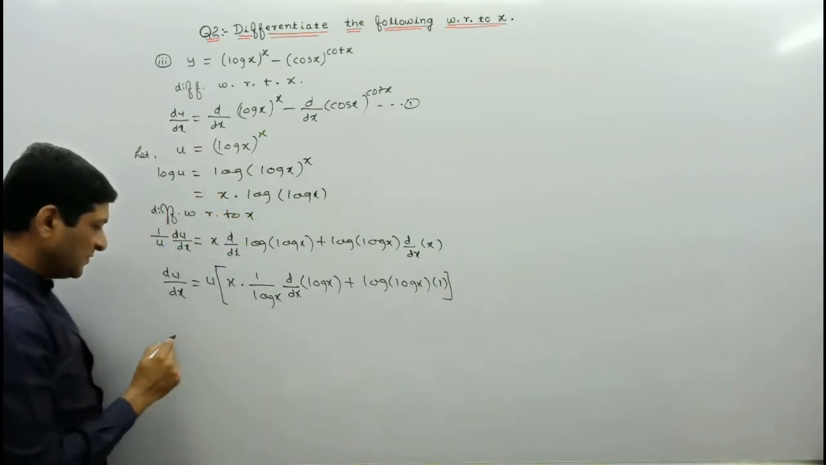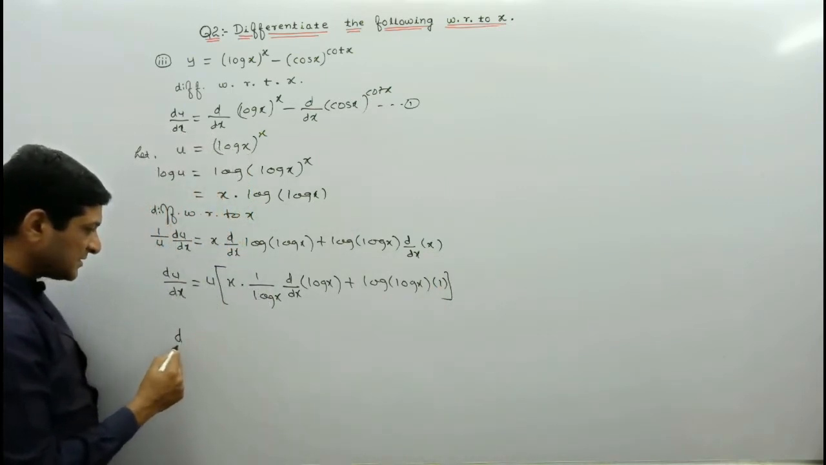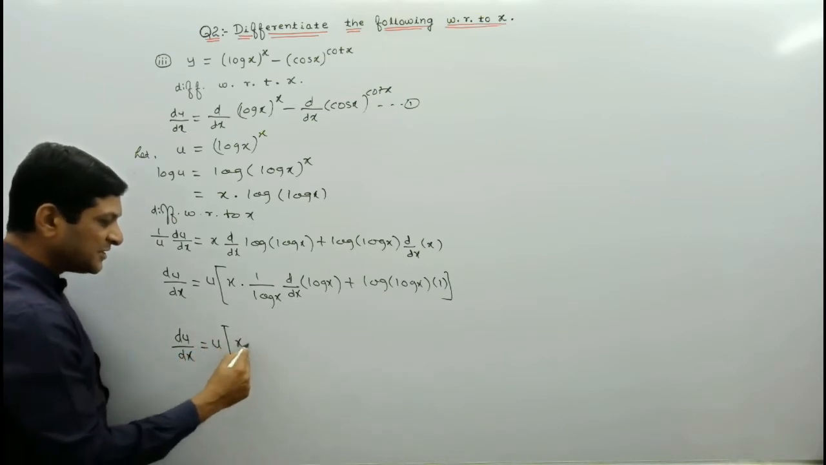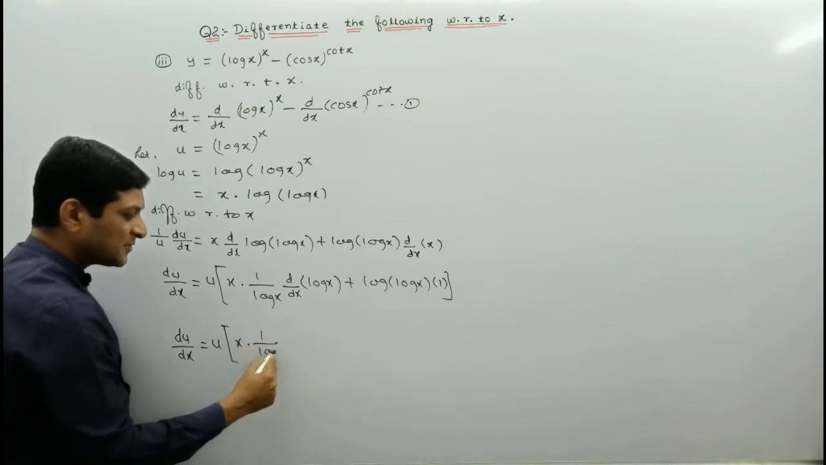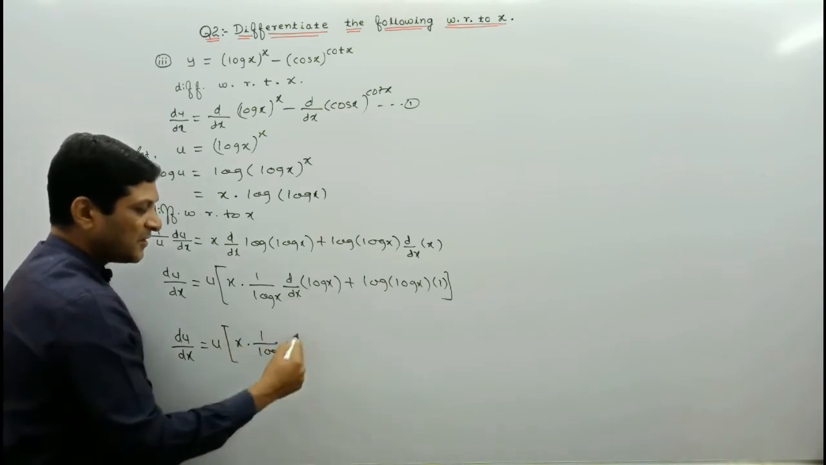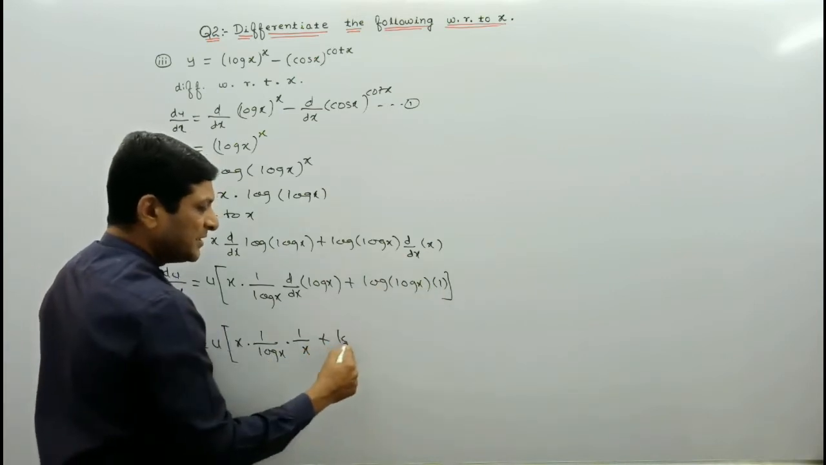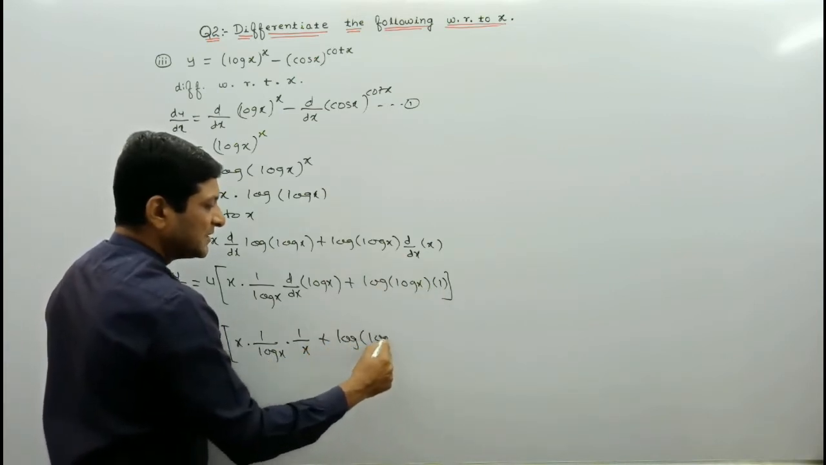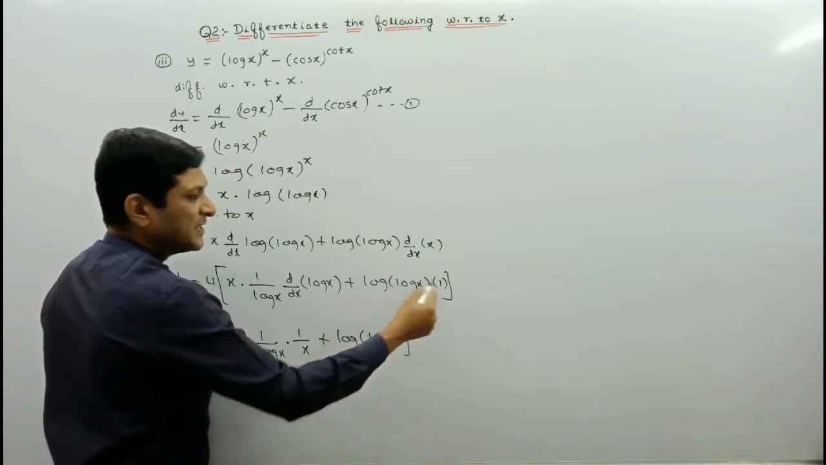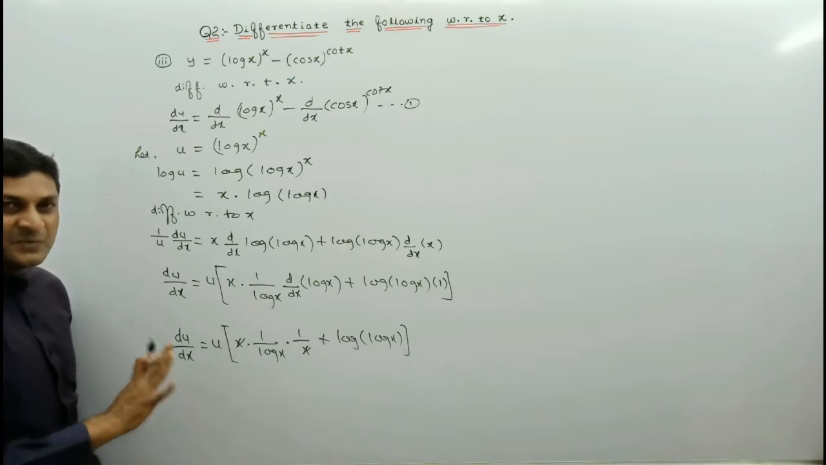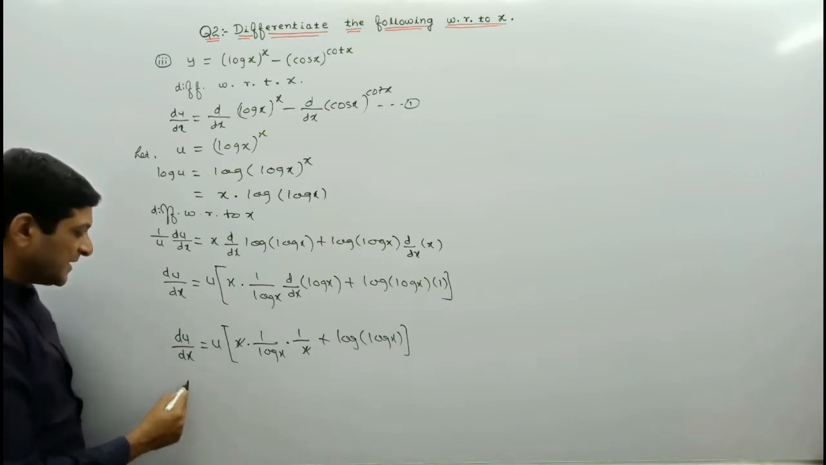Before substituting the value of u, first let us simplify this function. So here x, keep it as it is, 1 upon log x also as it is. What is derivative of log x? It will be equal to 1 by x, and here log of log x into 1 will be equal to log of log x. Here x and x will get cancelled. Now simplification is completed. Just replace u by its value.